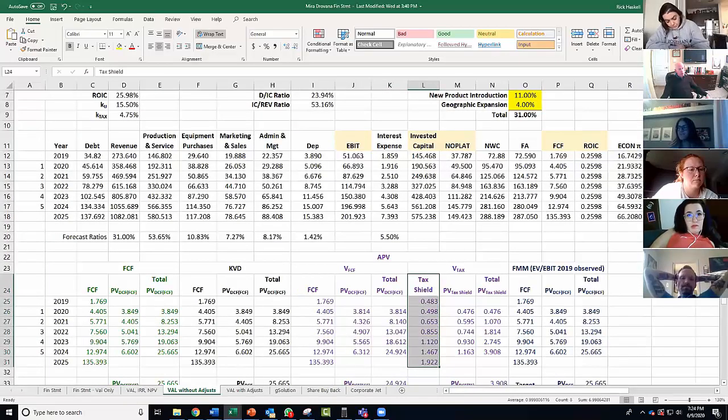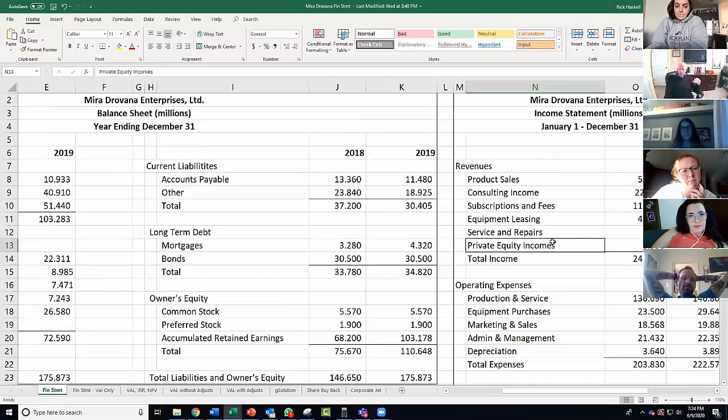Do any of you know what the tax shield is? Okay, so Andrew, I'm going to pick on you for a minute. So go ahead and come off mute. So if our company has debt, then we're paying interest, right? Yes. And when we pay interest, interest is deductible from taxable income on the income statement. Okay. Come over here.